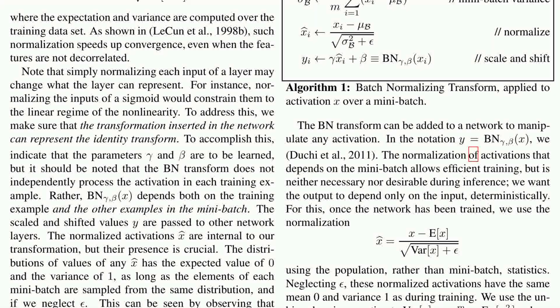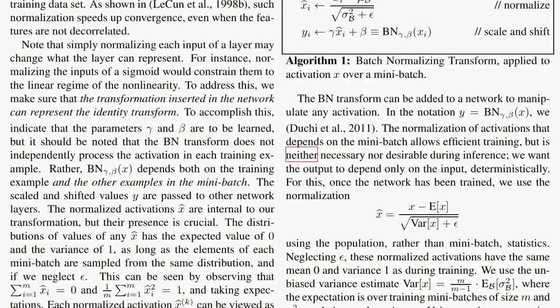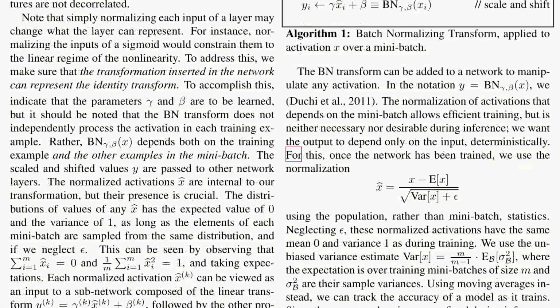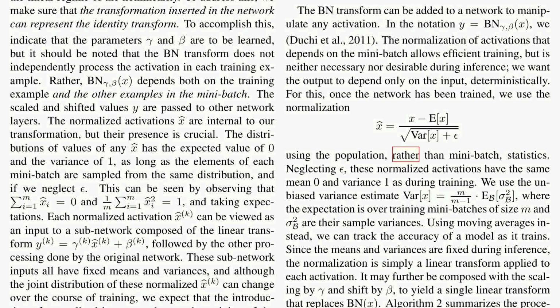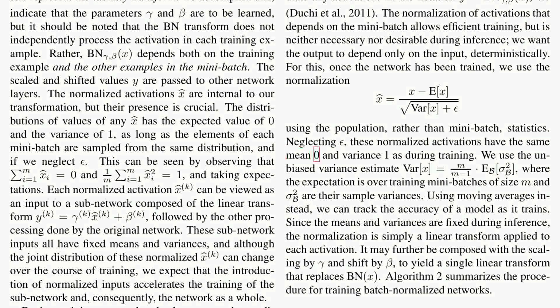The normalization of activations that depends on the mini-batch allows efficient training but is neither necessary nor desirable during inference. We want the output to depend only on the input, deterministically. For this, once the network has been trained, we use the normalization x-hat = (x − E[x]) / sqrt(Var[x] + ε), using the population rather than mini-batch statistics. Neglecting ε, these normalized activations have the same mean 0 and variance 1 as during training.